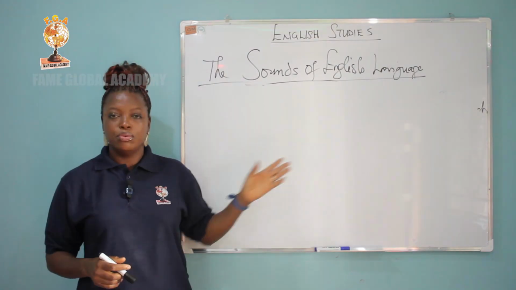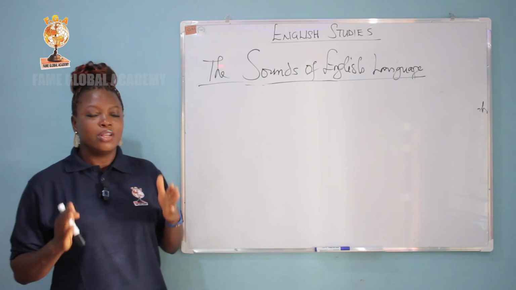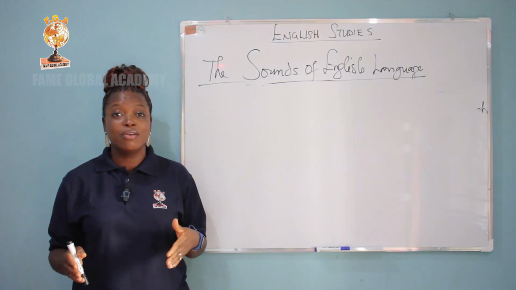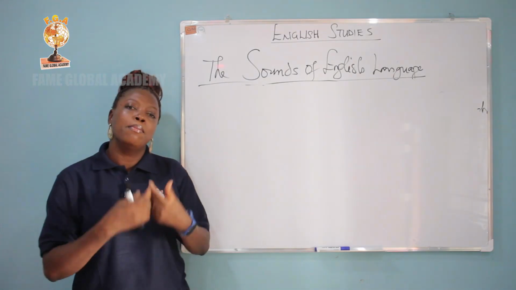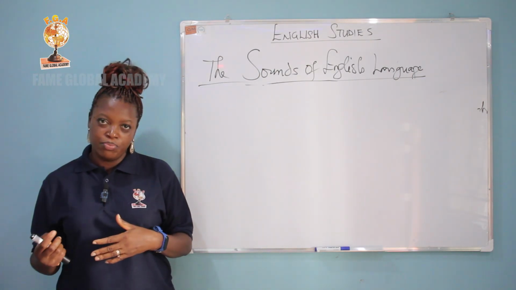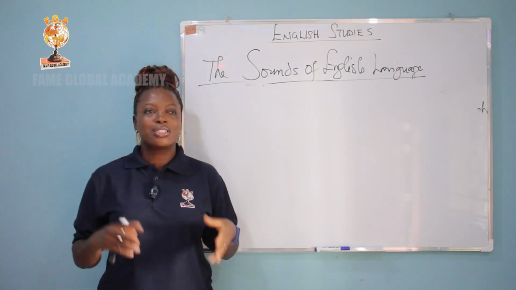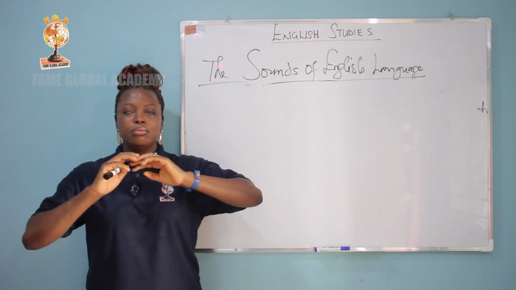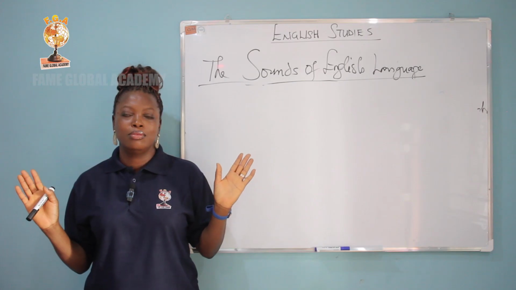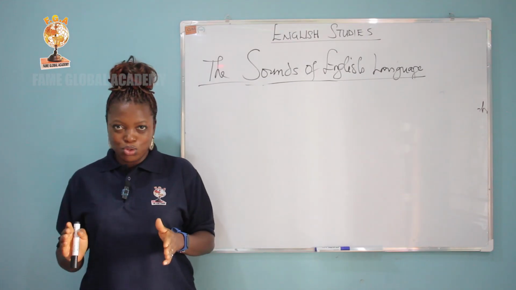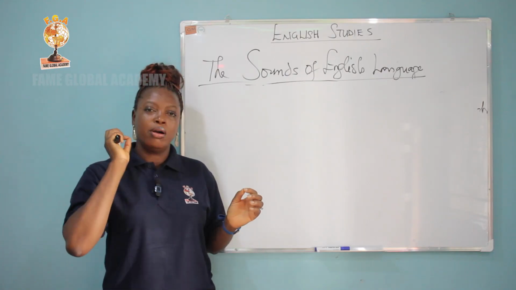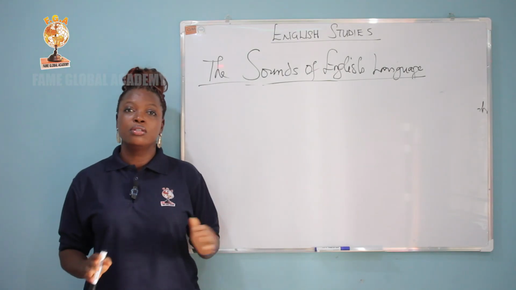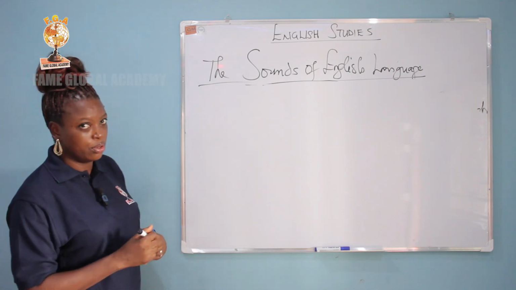Now, these vowel sounds are, like I said, divided into two groups. We have monophones, and then we have what? Diphthongs. Now, what are monophones? Monophones are vowel sounds that have just one symbol. Put simply, a monophone has just one symbol. That's what we call a monophone.